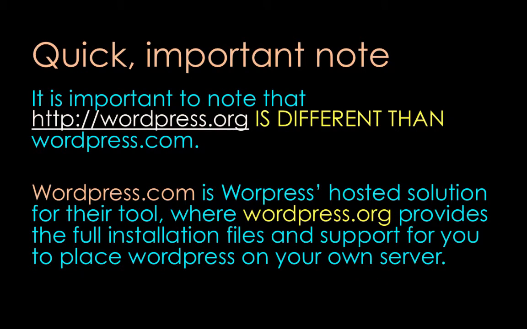This is something that's really important that I want to make a note of, that I think it's important for you to understand though. WordPress.org is different than WordPress.com. WordPress.com is WordPress's hosted solution for their tool, whereas WordPress.org provides you the full installation files and support for you to place WordPress on your own server. All right, so if you go to WordPress.com, it's going to allow you to make a WordPress website or web page or whatever. You're going to log in, get an account, and they're going to host your stuff. But that's not what we're doing. We're going to be using the WordPress.org tools.